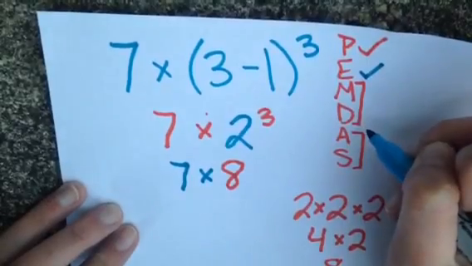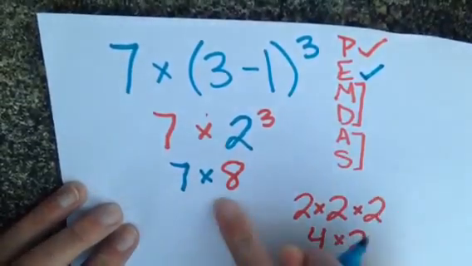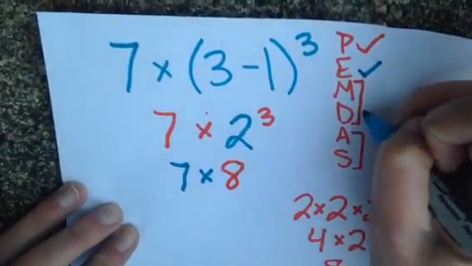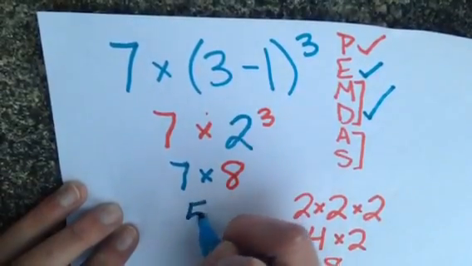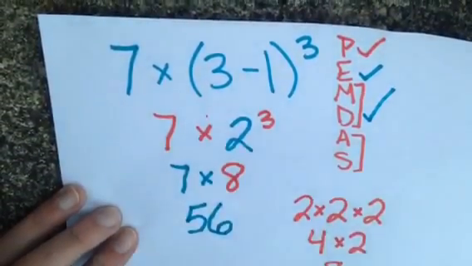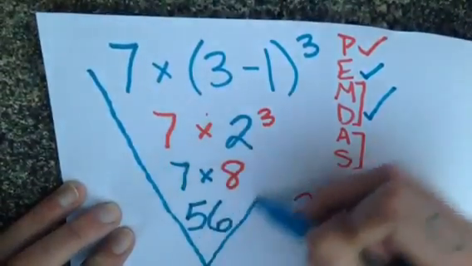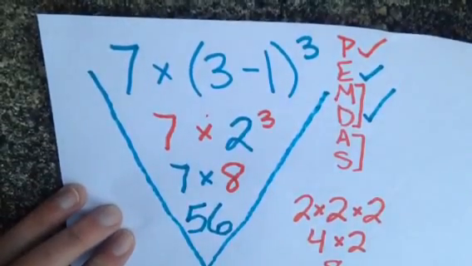Next we look for multiplication and division. And that's what we have here. 7 times 8, which gives us 56. Notice that the work is in a V shape. Let's try one more.